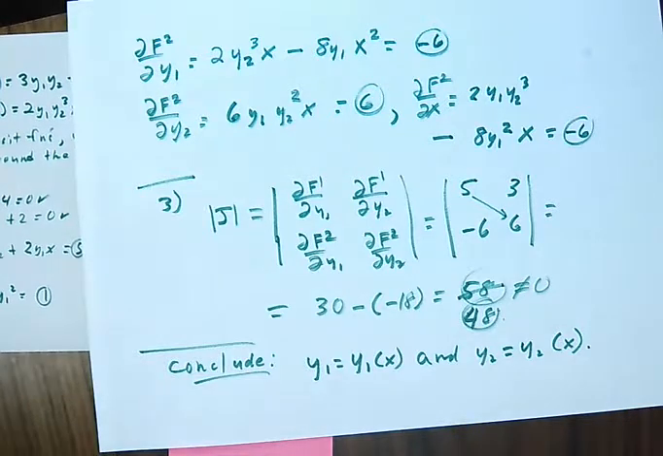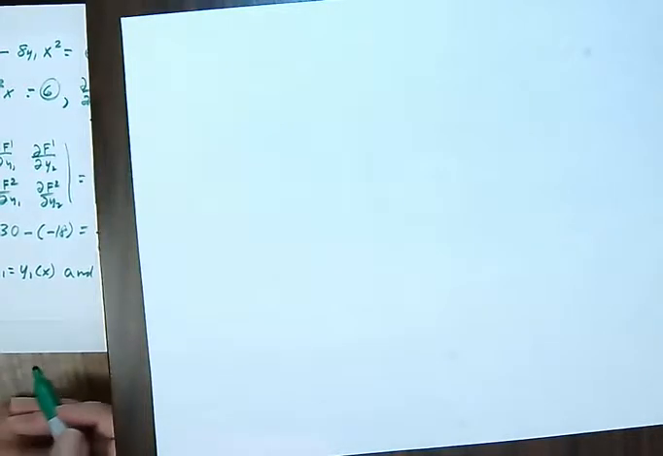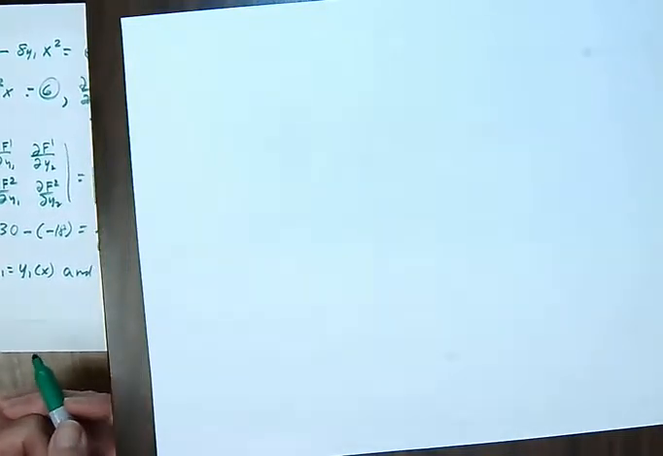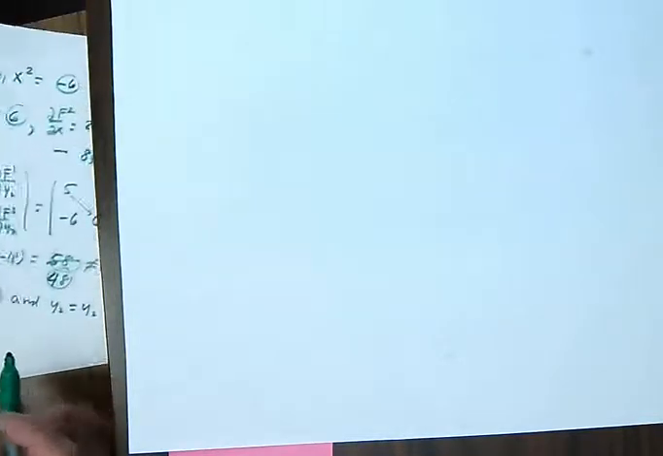Okay, the next thing we want to do is use the generalized implicit function rule to find the derivatives of those implicit functions that are defined. We want to be able to find the derivative of y1 with respect to x and the derivative of y2 with respect to x. So how do we do that? Using the generalized implicit function rule. Well, we can go back and take the total differential of each of our capital F equations.